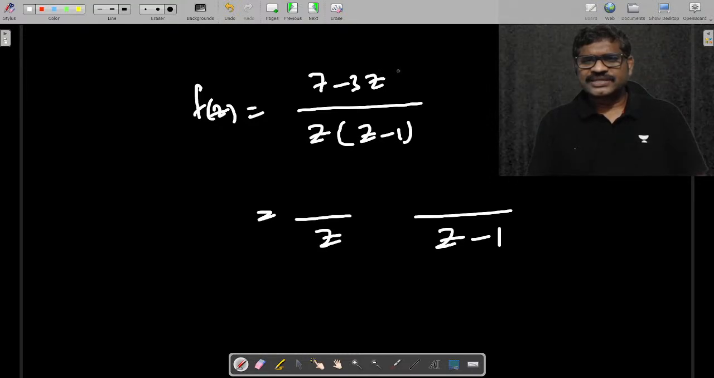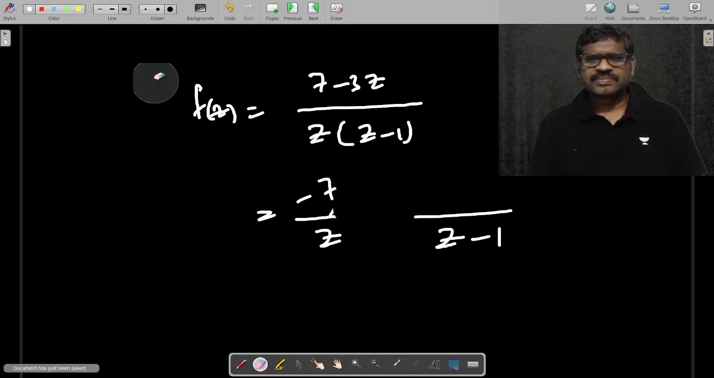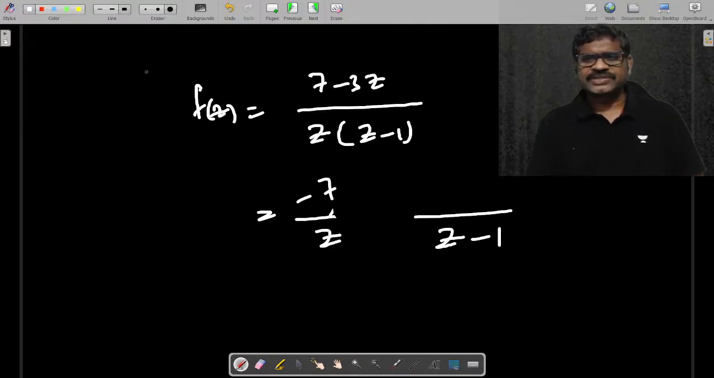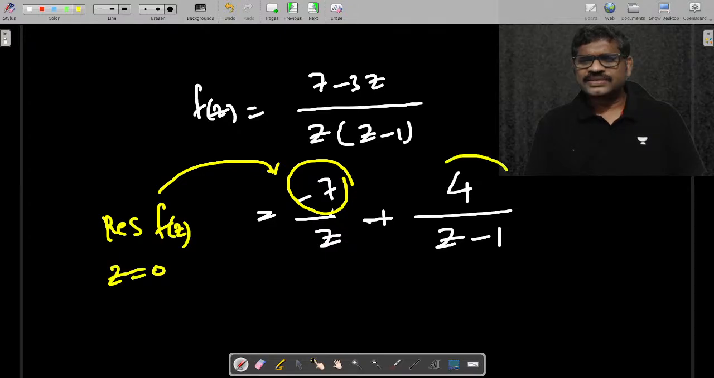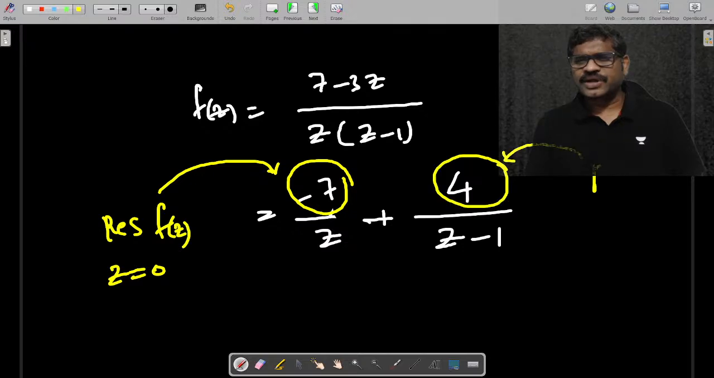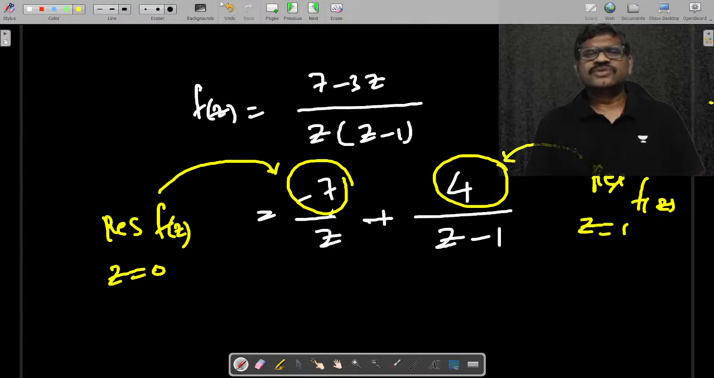Put z equal to 0: 7 minus 0 by 0 minus 1, that is minus 7. Put z equal to 1: 7 minus 3 by 1, 7 minus 3 is 4. Now, residue of f of z at z equal to 0 is minus 7. Residue of f of z at z equal to 1 is 4. So minus 7 and 4.